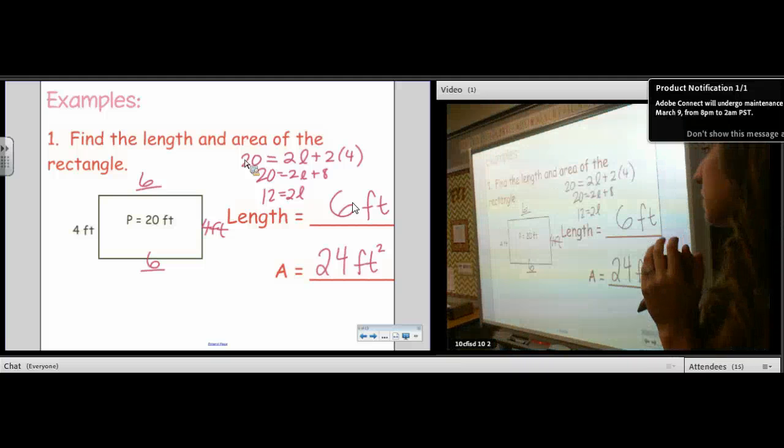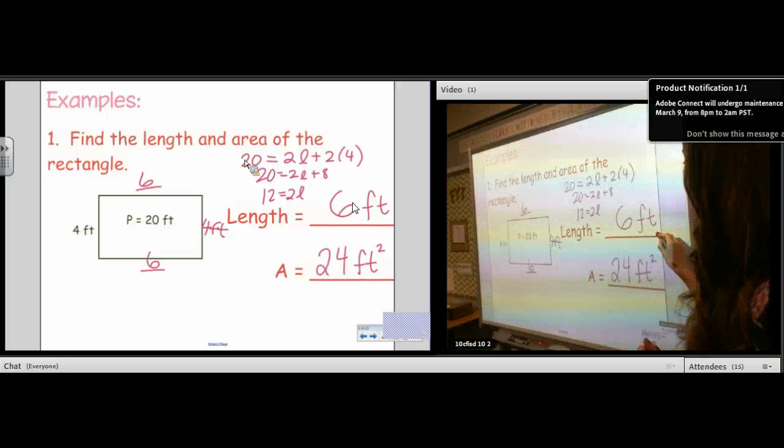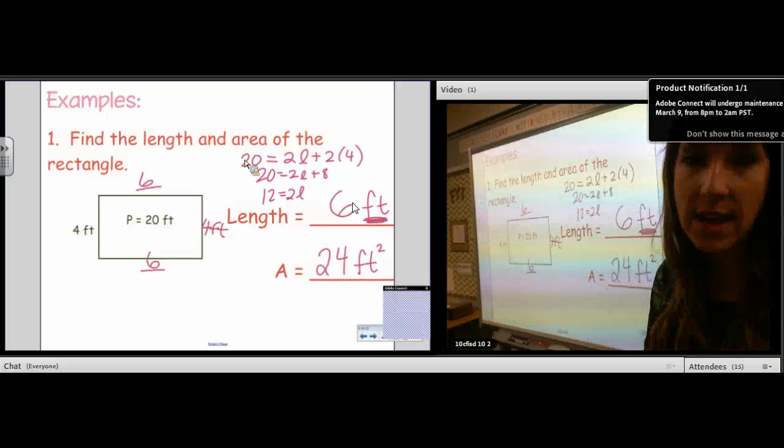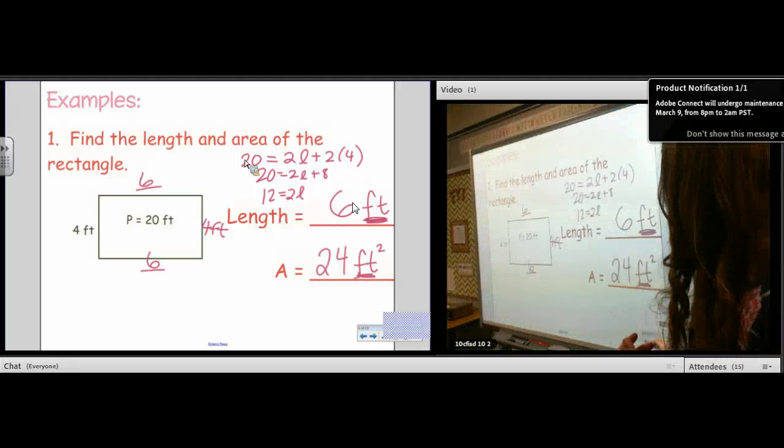And then obviously once we have the length and the width, we can multiply them to get the area. Be careful on your units. Perimeter is 1D, length is 1D, so you would put feet, and then area is 2D, feet squared.